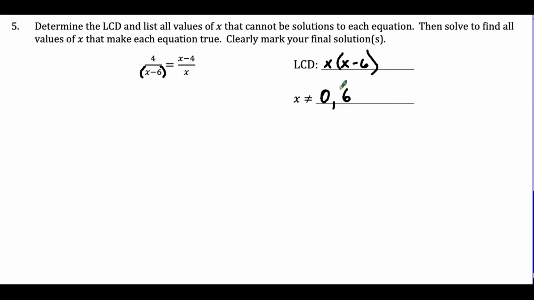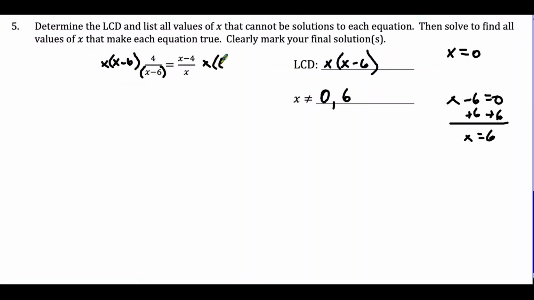Again, if we're getting tripped up on that, we can just take each factor and set it equal to 0 and solve, right? So the first one, we already have 0. For the second one, add the 6 over, and we get 6. So those are the values that we cannot have equal to x. So now I'm going to multiply both sides of my equation by my LCD. That is going to eliminate my fractions.